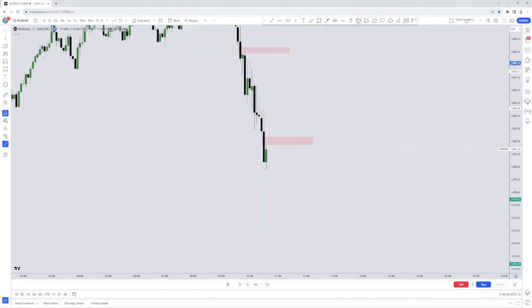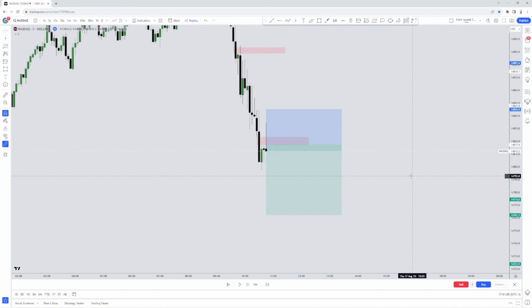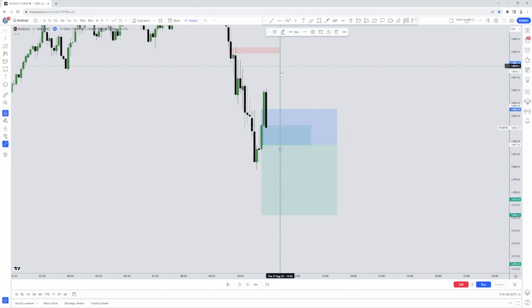There we go. It is created between 10 and 11 and it is the first FVG. 2 to 1 reward to risk, exactly right here. We are in the trade, we are out of the trade, this is a loss.